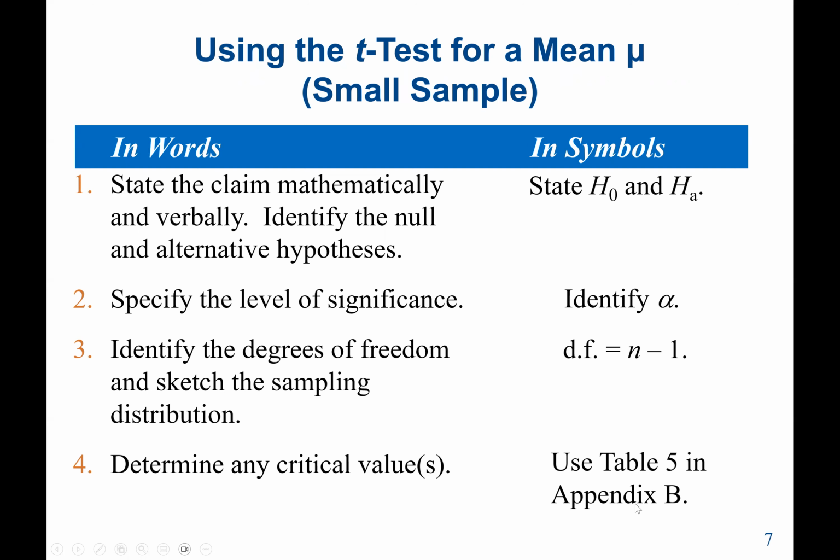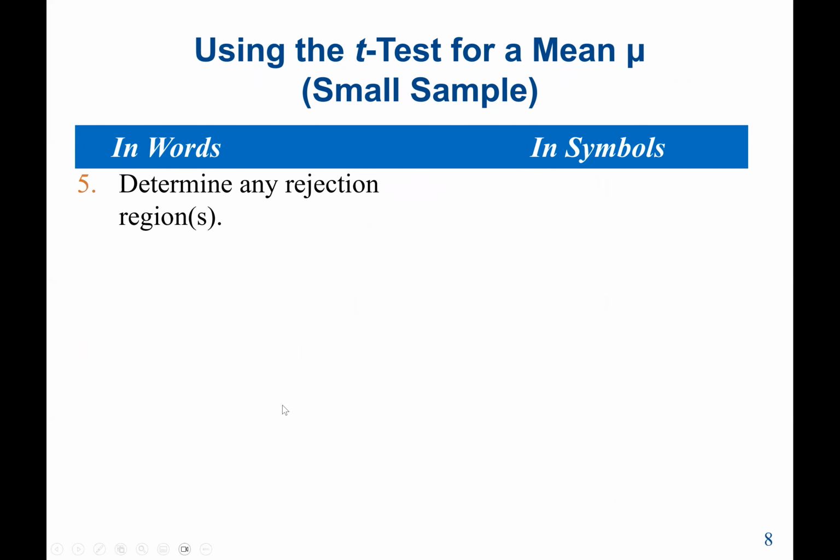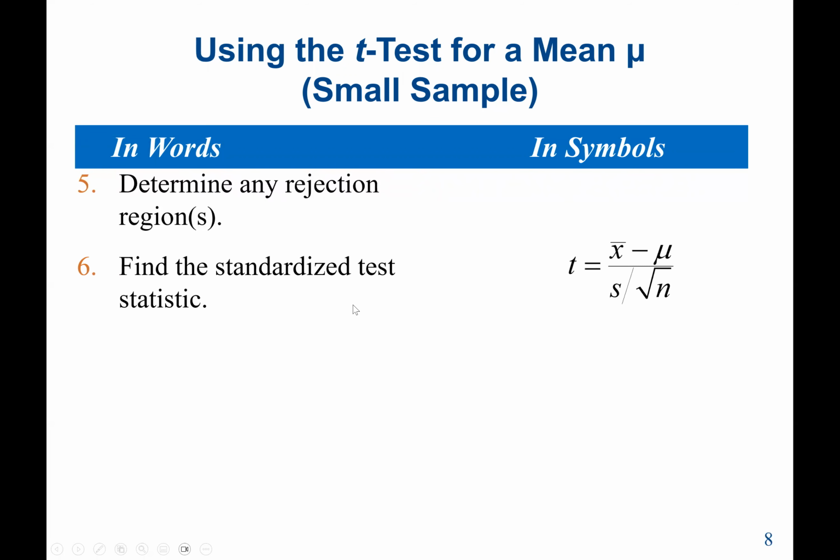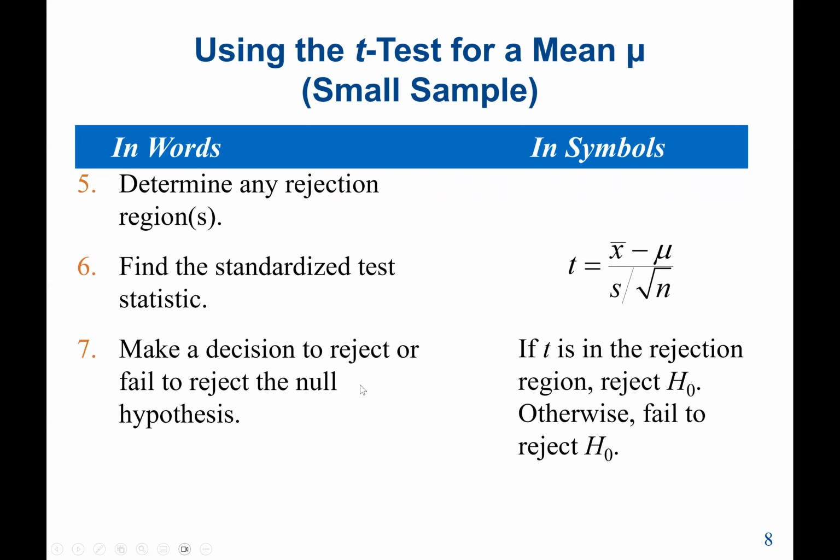It can be any table number, it can be any appendix. But again, this is the t distribution table. Next, we determine the rejection region, if there's any. Then we find the standardized test statistic using the formula t equals x bar minus mu over s divided by square root of n. Then we're going to make a decision based on the critical value and also the p-value. So we make a decision whether to reject or fail to reject the null hypothesis.